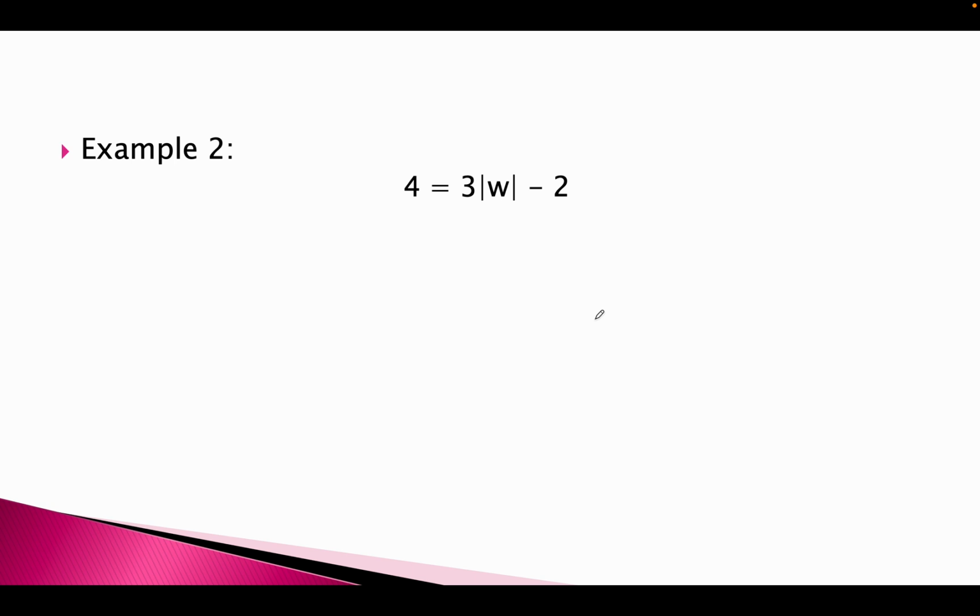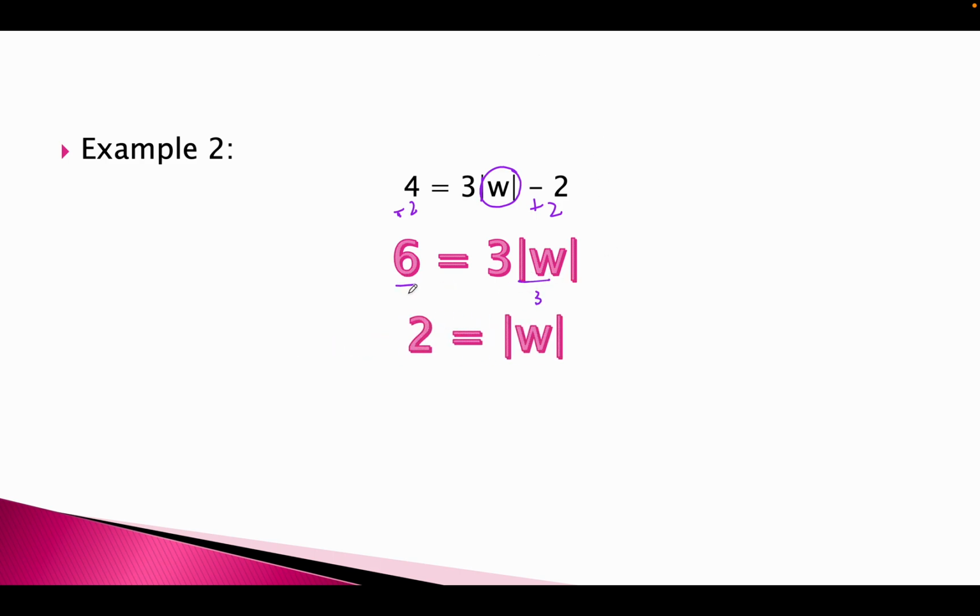Let's take a look at another one similar to example 1. Again, the very first thing we want to do is isolate just that absolute value because that's the one I'm trying to find how many spaces from 0 it is. So we do that by adding 2 to both sides first to get rid of the minus 2 since it's not inside the absolute value, and then dividing both sides by 3 to isolate the absolute value. Now we want to think about which numbers on the number line are 2 spaces from 0, and we know that to be positive 2 and negative 2.